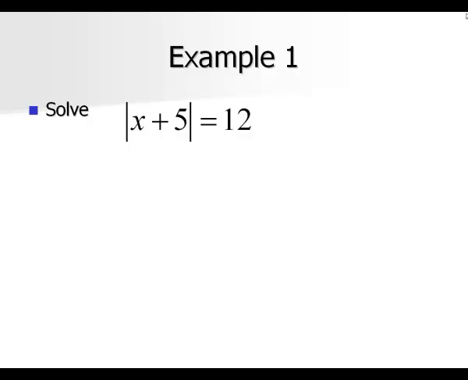That is because absolute value is your distance away from zero, and you can go to the left to get a distance away from zero on a number line, or you can go to the right to get a certain distance away from zero on a number line.